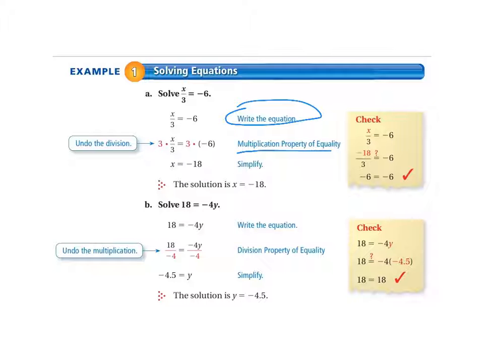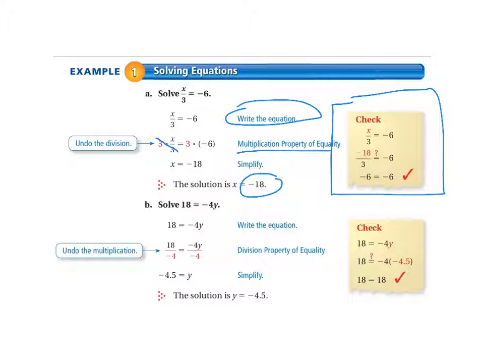So 3 times 1 over 3 equals 1, and 3 times negative 6 equals negative 18. So you're left with a 1x, or just x on the left, and negative 18 on the right. So the solution is x equals negative 18. And always check your solutions by putting your solution into the original equation. It shows you how to do that on the right.